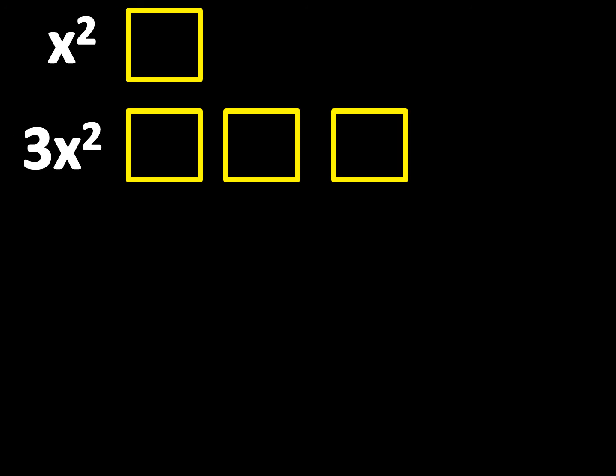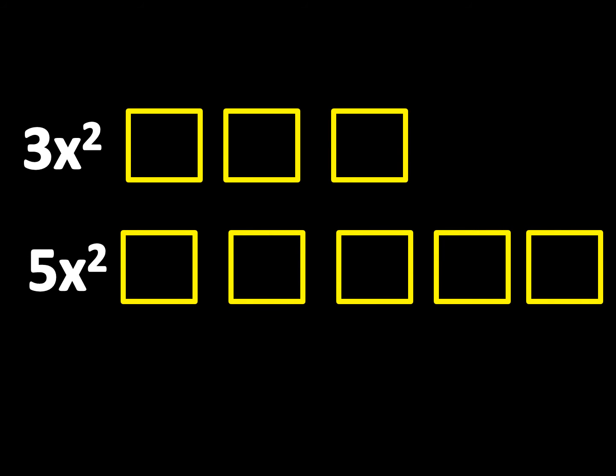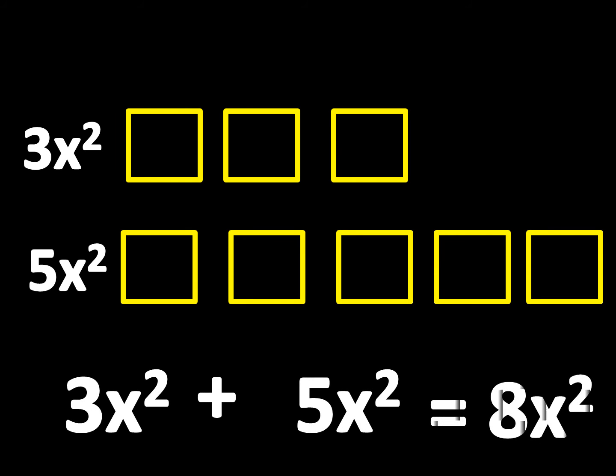Now how do we add squares? X squared could stand for one little yellow square. Then 3x squared means 3 little yellow squares, and 5x squared means 5 little yellow squares. Then 3x squared plus 5x squared is 8x squares, or rather 8x squared. See the little 2, the exponent? It didn't change. When you are adding squares to squares, you get squares. The exponent will not change. You change the exponent when you're multiplying, and this time we're adding. Multiplying is another lesson.